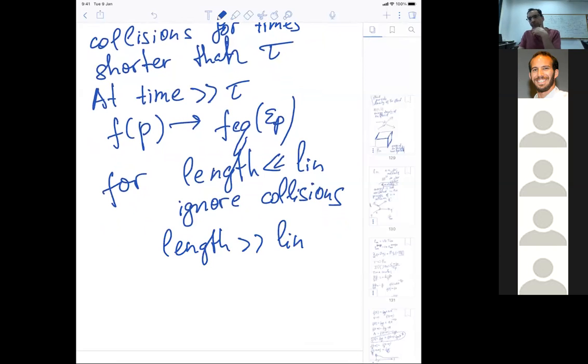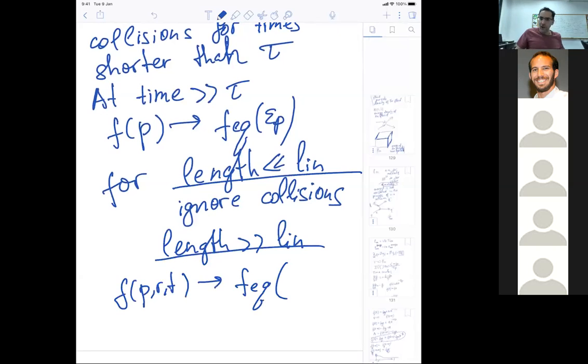What happens for lengths longer than the inelastic length? What can we tell about scales longer than inelastic? Well, at these scales, the distribution function approaches the equilibrium. Correct. So for these scales, f of p, r, and t must approach f equilibrium. And now we know that there's only one equilibrium function, correct? It's fully determined by the statistics of particles. So if we're dealing with fermions, it will be the Fermi-Dirac function. If we're dealing with bosons, it will be the Bose-Einstein function. But let's say that we're dealing with fermions, it means that the distribution function is only a function of energy.